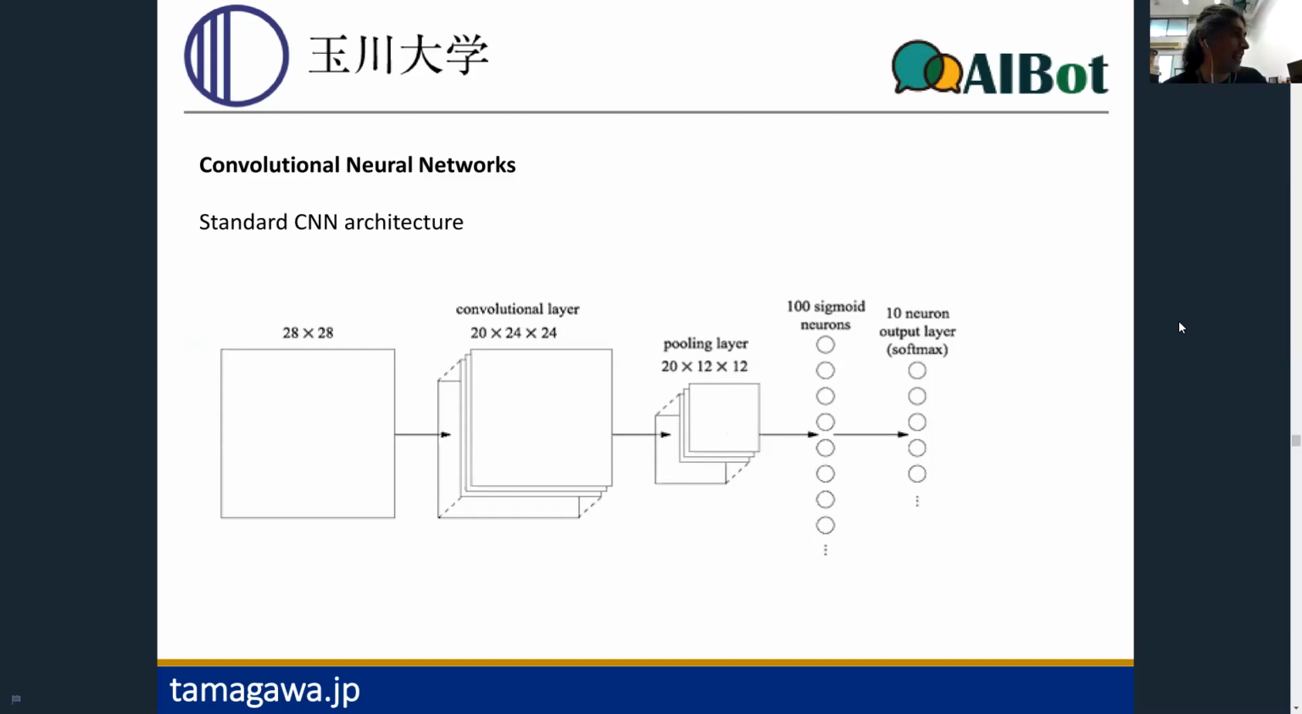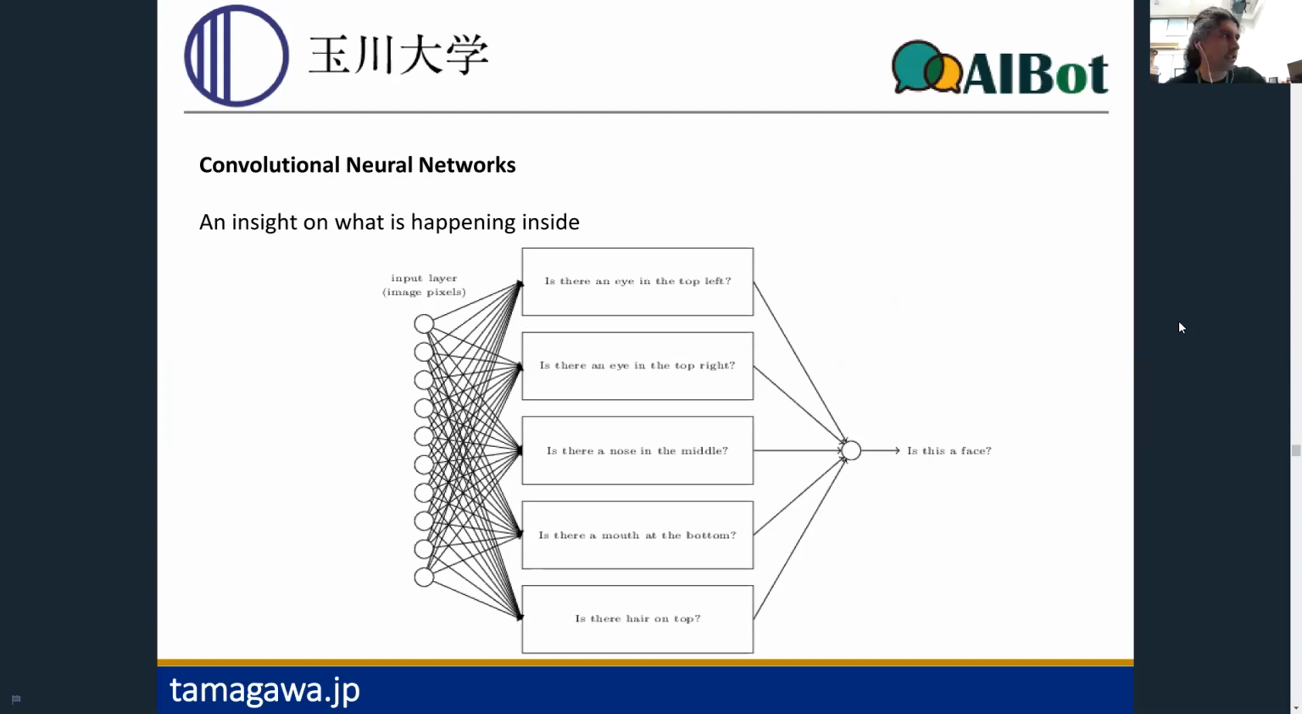The interpretation is very hard, but the application is very powerful. So it depends on what you want, accuracy or interpretability. So you have to decide that when you choose to use one model or another. So one idea of how they work is like this.